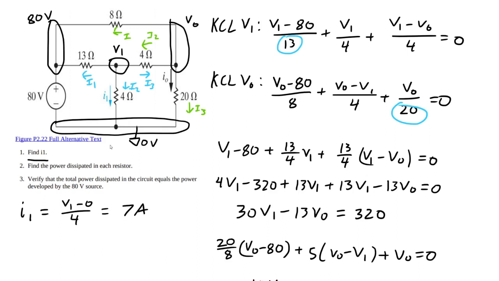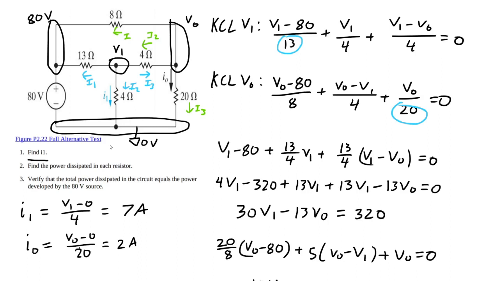And might as well find I0 while we're here. So V0 minus 0 over 20, that is 2 amps. Okay, so now we have I1 and I0. We can find the rest of the currents in the circuit pretty easily with Kirchhoff's current law.